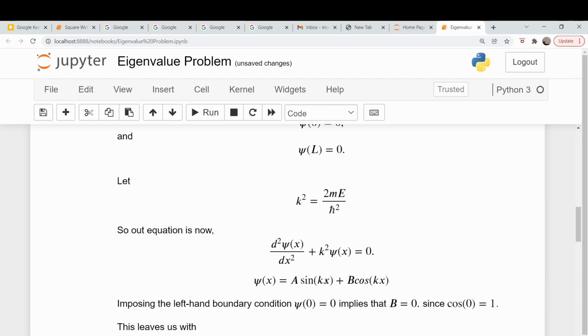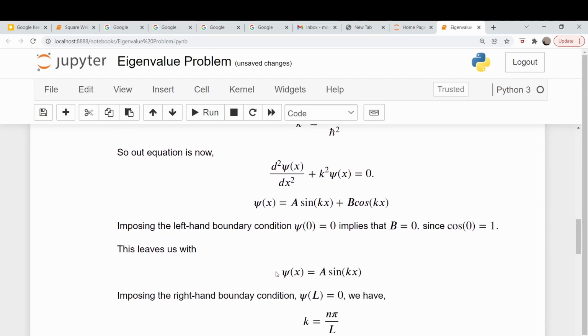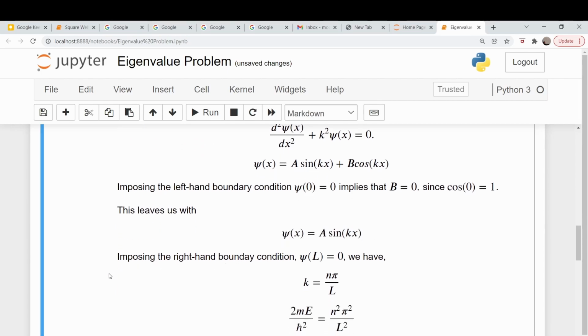Well, if you plug in for the sine term, obviously sine of 0 is 0, so this term vanishes. Cosine of 0 is always 1. So if this whole thing has to be equal to 0 for x equals 0, that implies that B is equal to 0. So that gets rid of one of our constants of integration, so we're just left with this equation here. Psi is equal to A times sine of kx.